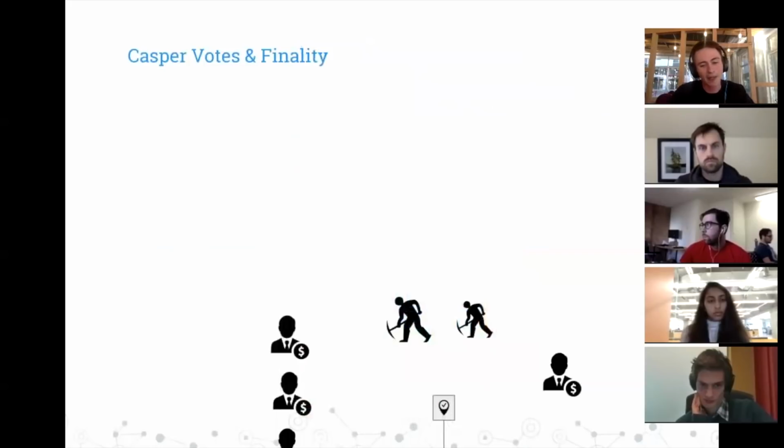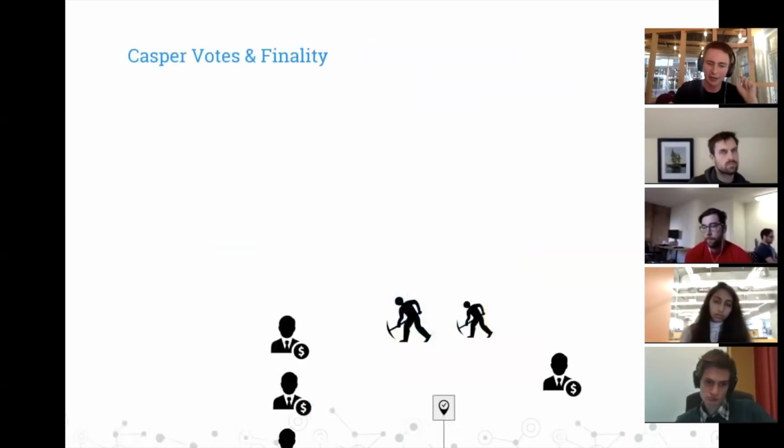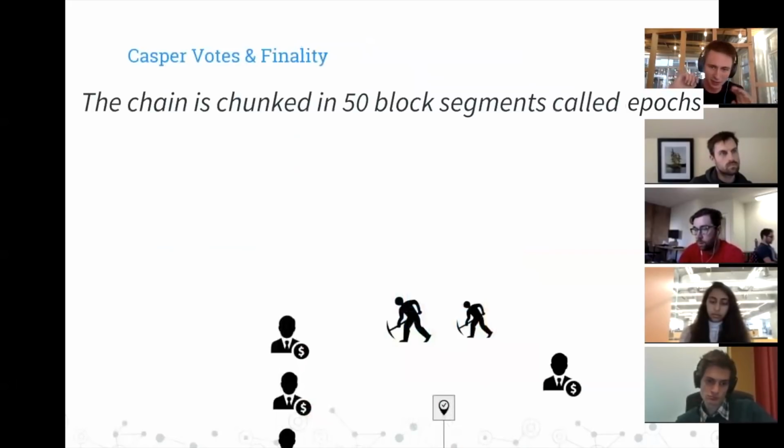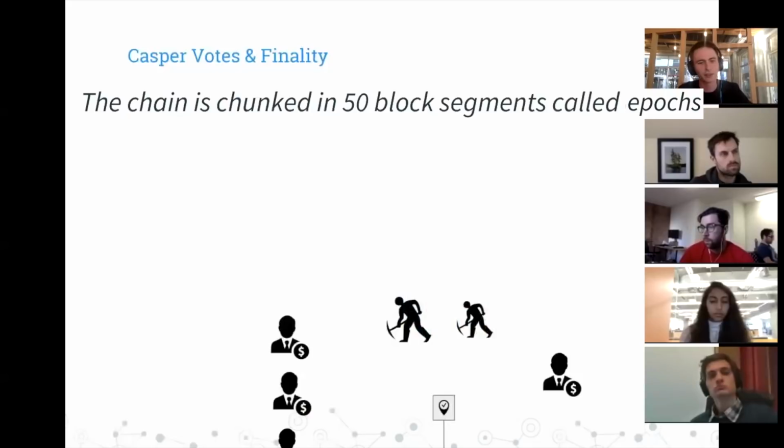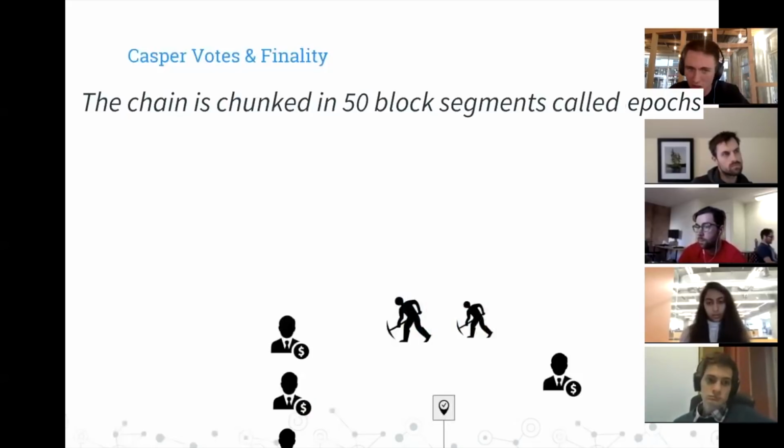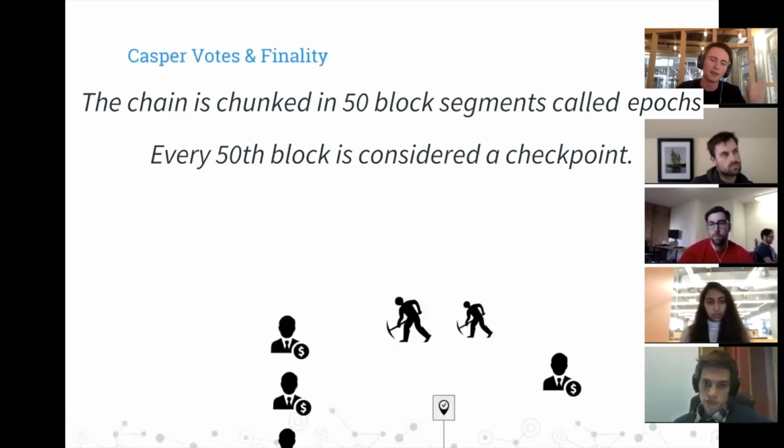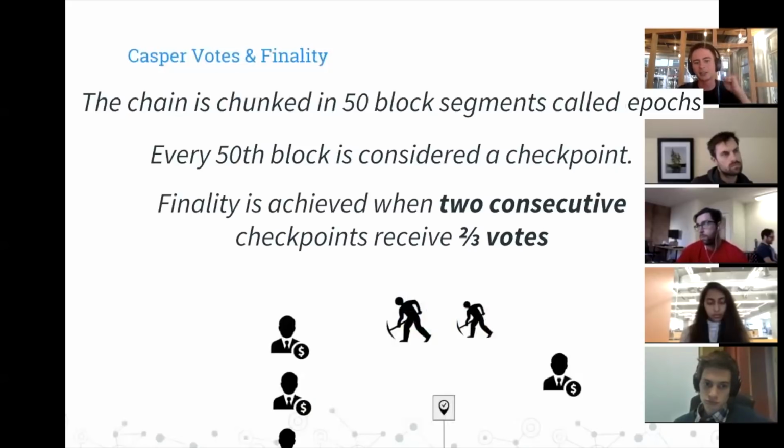And I went with the bucket thing again, just because people enjoyed the bucket when I did it last time. Cool. This is where Casper FFG diverged from the previous Casper, where we now have just a single message type called vote. I'll go over that, and I'll bring up some similarities between prepare, commit, and the vote later. The chain is chunked into 50-block segments called epochs. Every 50th block is a checkpoint, and finality is achieved when 2 consecutive checkpoints receive 2/3 votes.